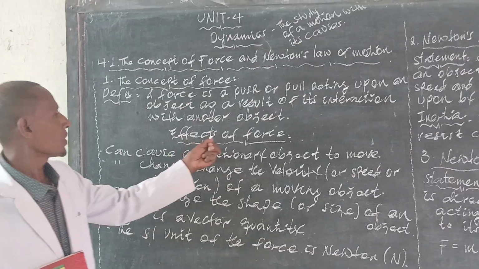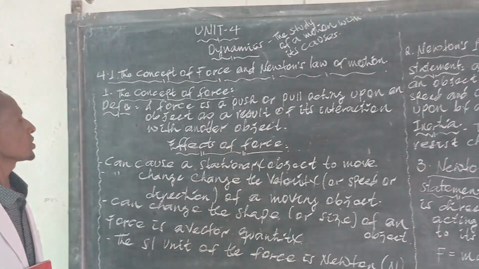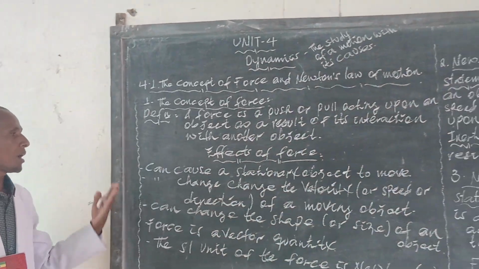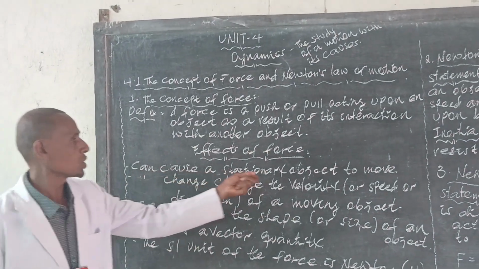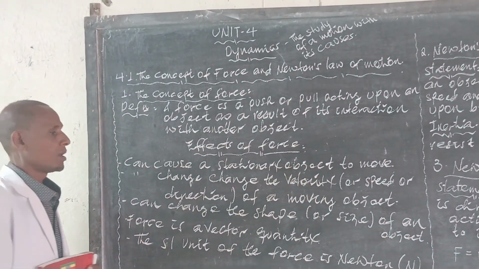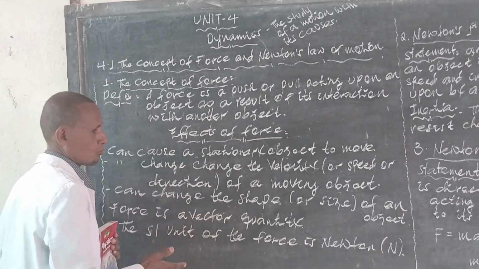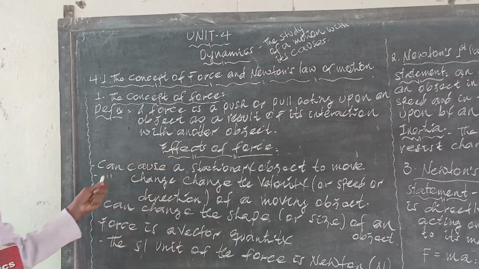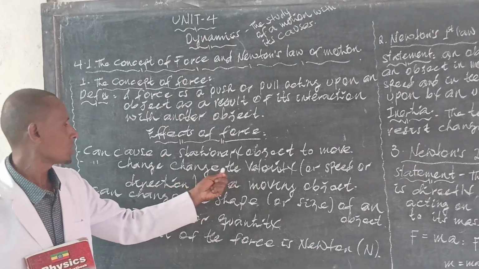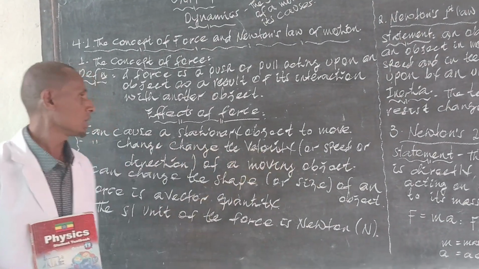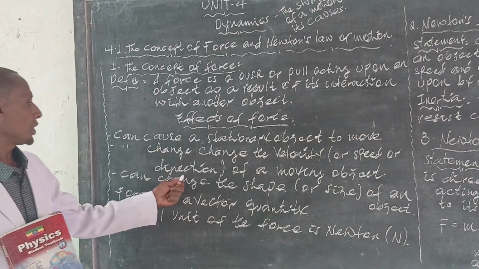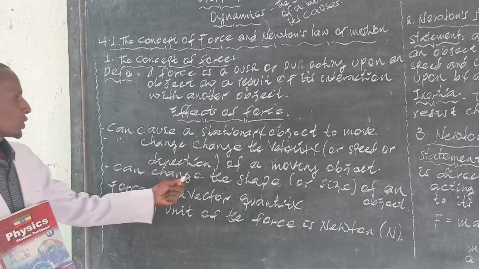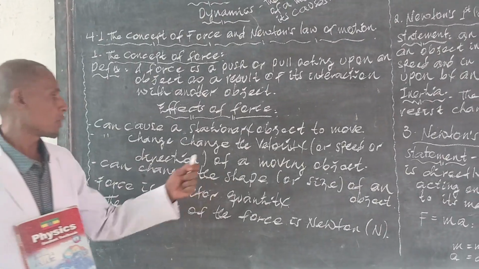So next, the effect of forces. When we push or pull something, it can cause a stationary object to move. For example, an object at rest cannot move unless an applied force is exerted on it. Also, the effect of force can change the velocity or the shape. The speed or direction of a moving object can also change, as can the shape or size of an object.